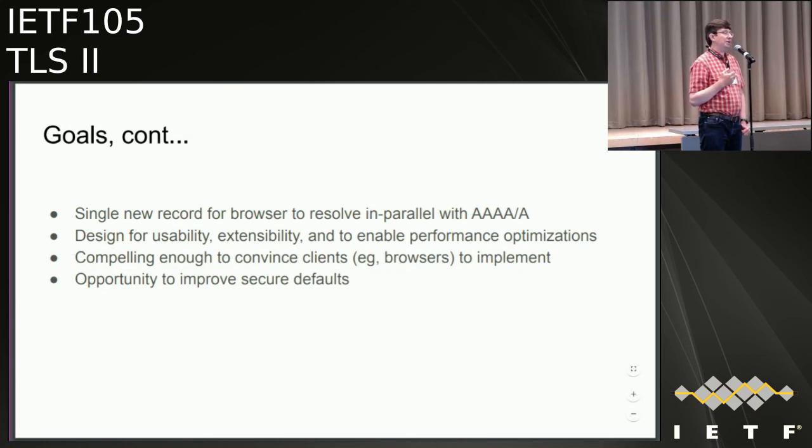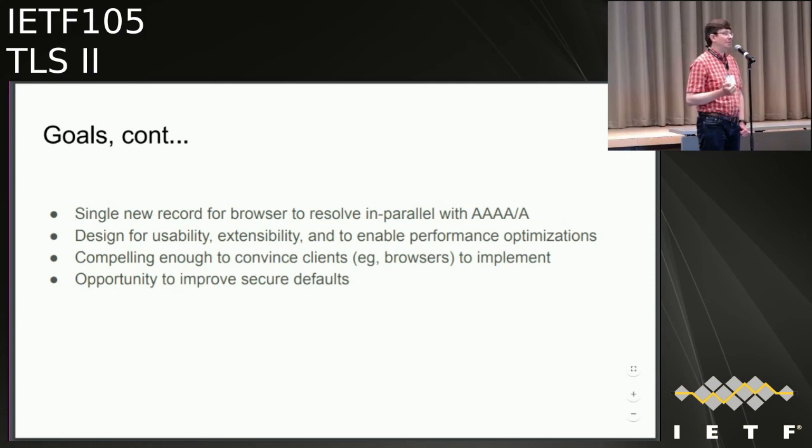So the approach here is to have a single new record that clients can resolve in parallel with A and quad A. In particular, this is not really browser specific, despite what this slide says. But also look for something that has reasonably good usability from an operational perspective, and has some performance optimizations baked into it. We've spent a lot of time on the ESNI key side on how to make this so that doing this extra lookup minimizes the performance impact and overhead, the number of round trips, but also having it be extensible enough so that when we want to handle the next case beyond the few that have been identified, we can add it in a reasonable fashion.